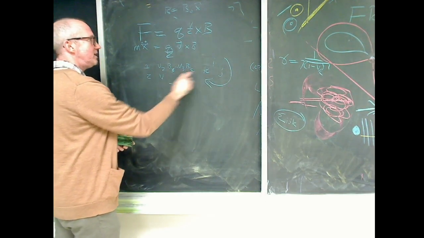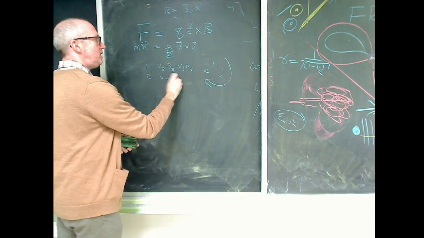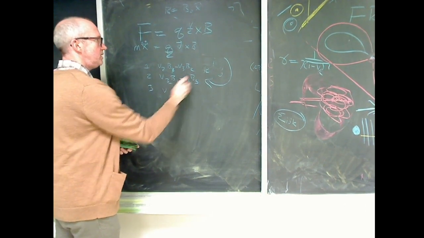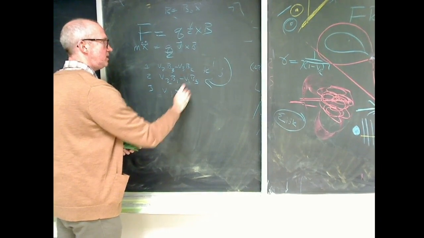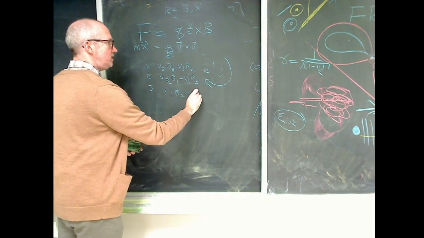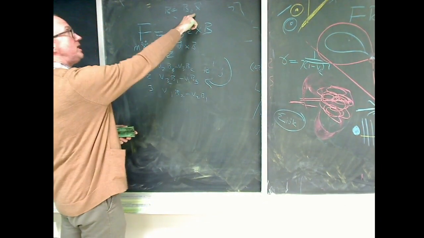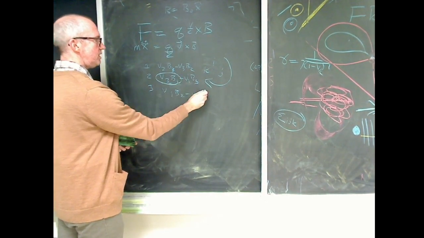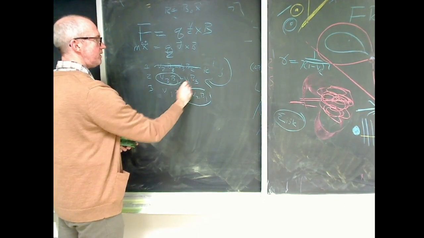The 2 component is V3 B1 minus V1 B3, and the 3 component is V1 B2 minus V2 B1. Now, B isn't just an x, so we get to keep this one, and that goes away, and that goes away, and that goes away.